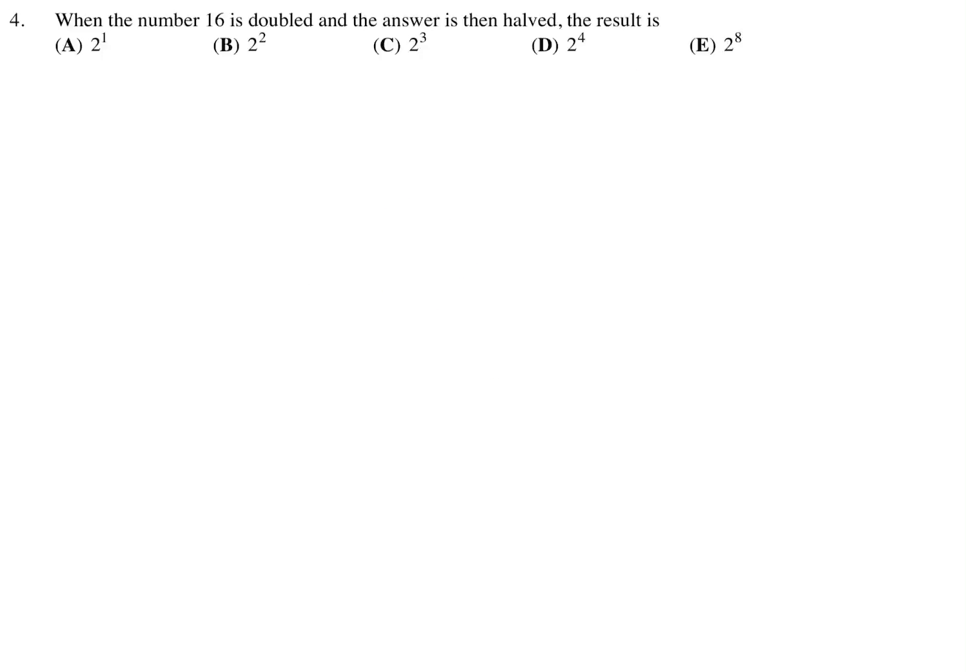When the number 16 is doubled and the answer is then halved, the result is. So you're taking 16 and first you're doubling it, and that gives 32. Then the answer, which is 32, is halved. So you're cutting it in half, and that gives 16. So we're right back at 16 again. But they don't give 16 as one of the answers. They want you to figure out which one of those is equivalent to 16. Well, 16 is equivalent to 2 to the power of 4. So number 4, the answer is D.